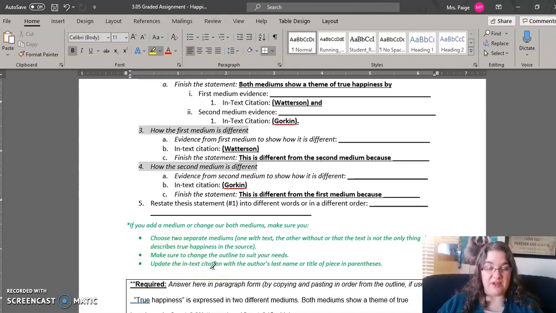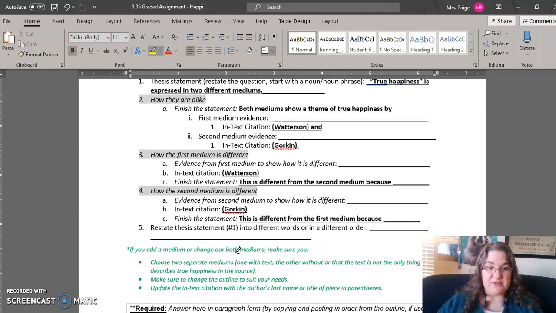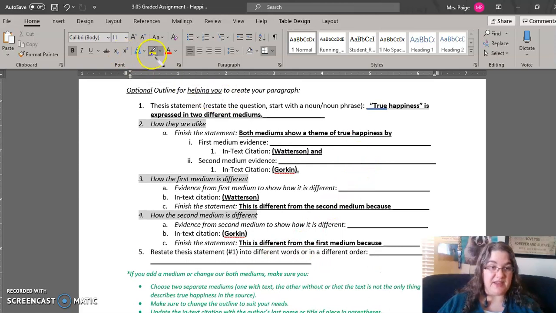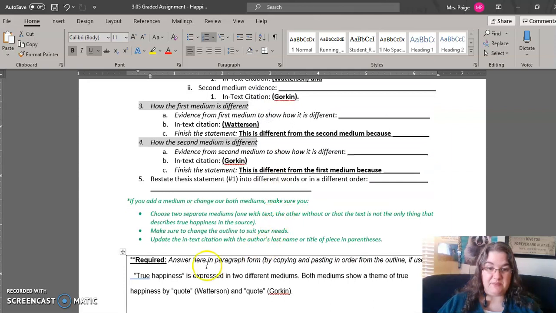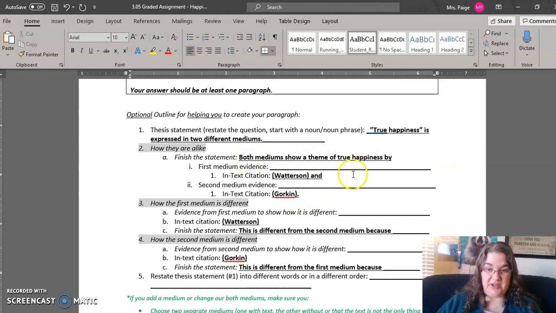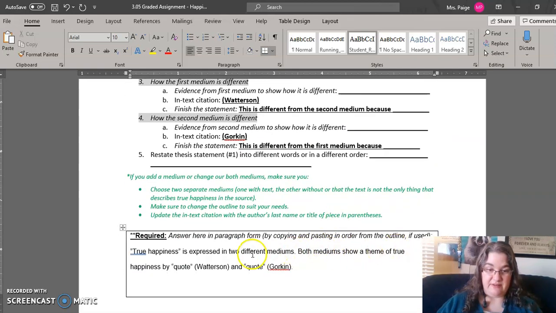So that means that whoever the author was, you're going to use either his last name or the title of the piece if there's no author given, and use that as your in-text citation for any added or changed out sources. And then all you do is you literally have to copy and paste. So I can literally go in here and I would copy this and paste it here. And then right after it, I'm going to paste the next one. So this both mediums, there.